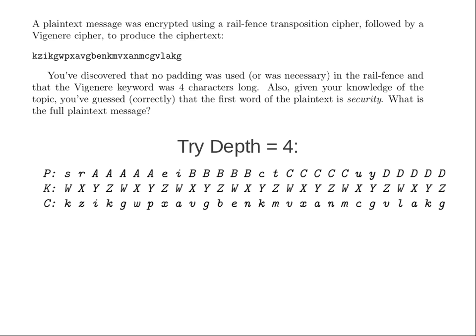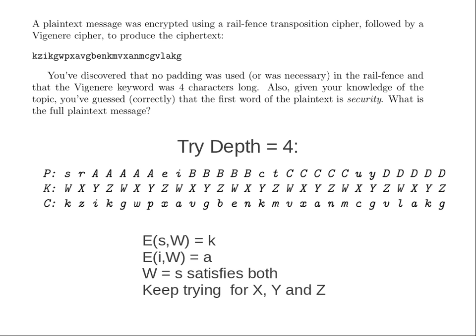So with Vigenère, we take this plain text, we get this ciphertext, we know the key is WXYZ, a 4-letter key. Now we do the same. If we encrypt S with key W, we get K. If we encrypt I with key W, we get A. Is there a W that satisfies both of those equations? Turns out there is. W equals the letter S.